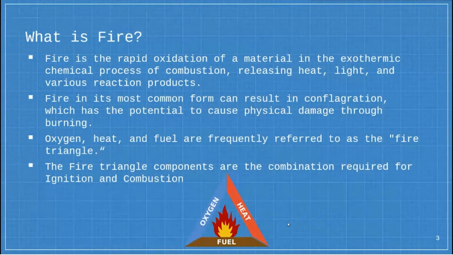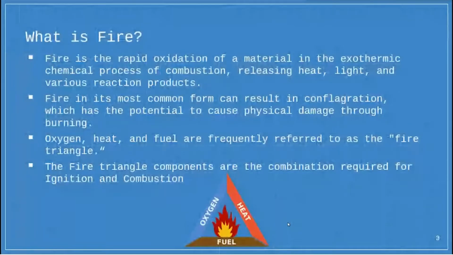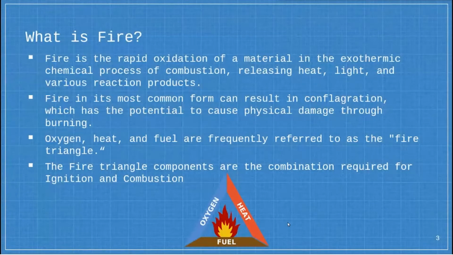So next, oxygen, heat, and fuel are frequently referred to as the fire triangle. The fire triangle components are the combination required for ignition and combustion. The fire triangle, which you can see on the screen, can be the fire tetrahedron if we add the chemical reaction, which I previously discussed. Also, an important variable, as I've discussed earlier, is for us to understand how we can generate, or in this case, ignite a fire.